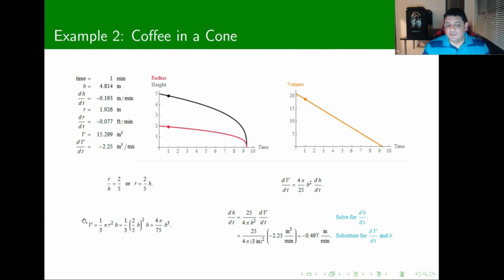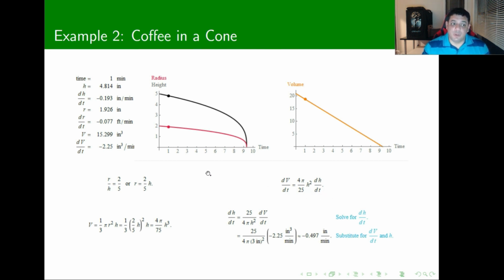Now, we can do what we always do. We can take the derivative with respect to time, and we're going to assume that everything is varying with respect to time. And so the rate of change of the volume with respect to time is 4 pi over 25 h squared times the derivative of h with respect to t, so the rate of change of the height with respect to time. Notice that at this point, we have our related rates equation.